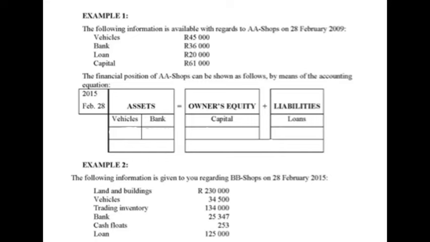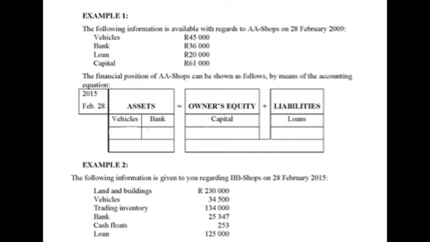Examples to test the accounting equation. Now, for you to be able to do these examples, you need to be very well known with what each of these will be classified as. Now, classified as, you've got three options. It's either an asset, an owner's equity, or a liability.